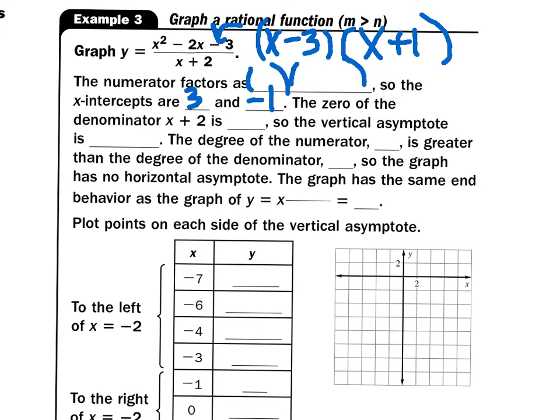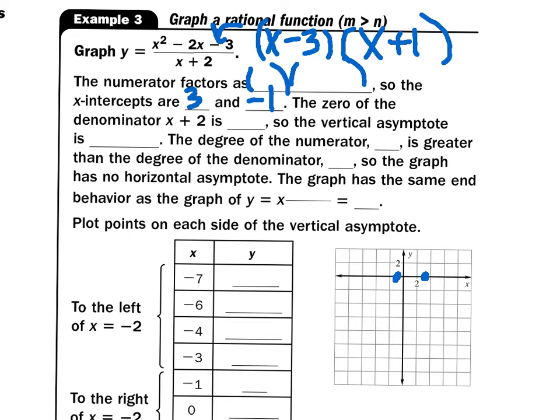So I'm going to go ahead and put that in my graph. Notice that, again, this is a 2 scale on my graph, so be careful. And crossing the x line at 3, right here in the middle, and negative 1 right here.